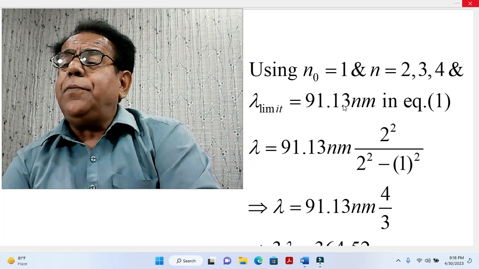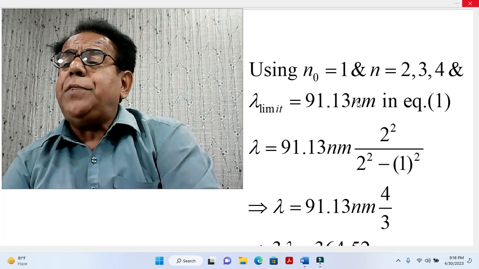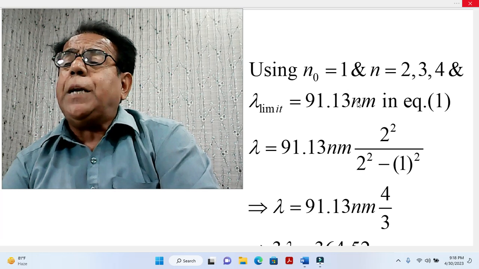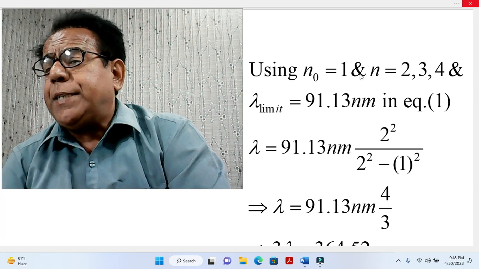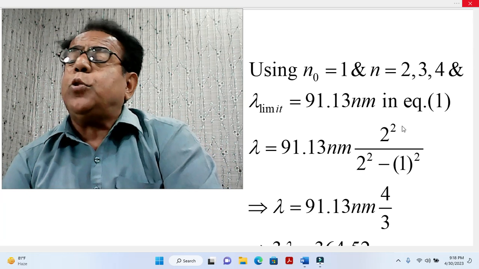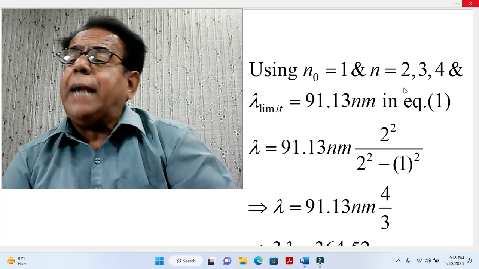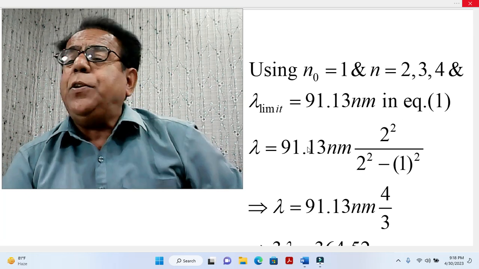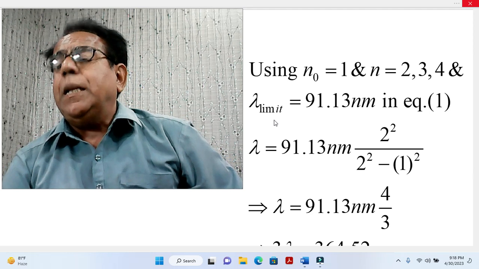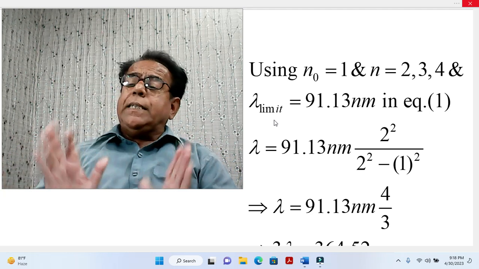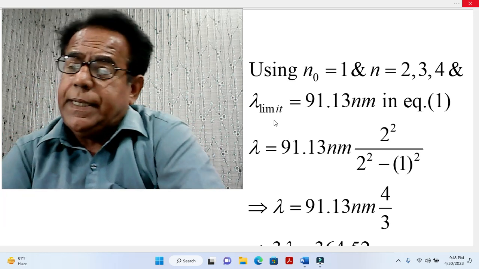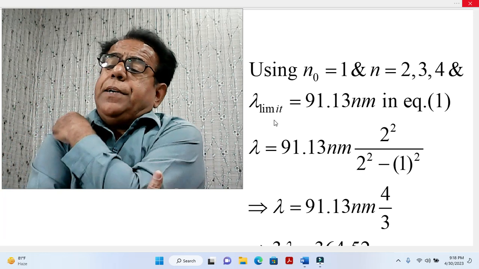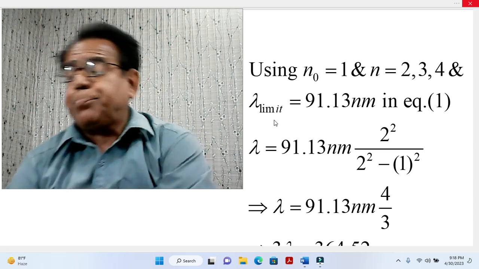So in other words, in equation number 1 we are not putting 2 things, we are putting 3 things, because n is associated with n naught. So we also know the value of n naught, and we know the value of n, and we know the value of lambda limit. Okay, so we are putting three things in equation number 1.